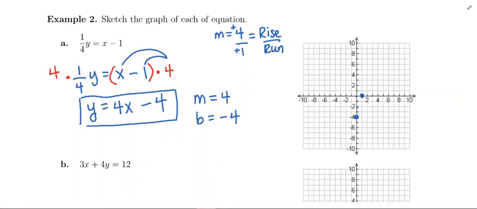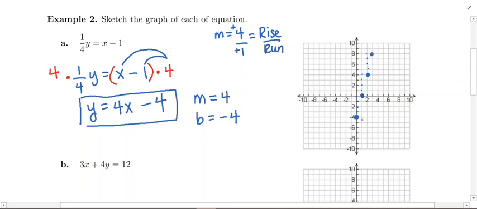Okay, if you want to make your line more accurate, just keep generating points. Okay, but again, you only need 2 points to determine the line. But if I kept going here, now from the point 1, 0, I'm going to again go up 1, 2, 3, 4, right 1. Okay, so 2, 4 is also on this line, and then up 4, right 1. Okay, 3, 8 is on the line.